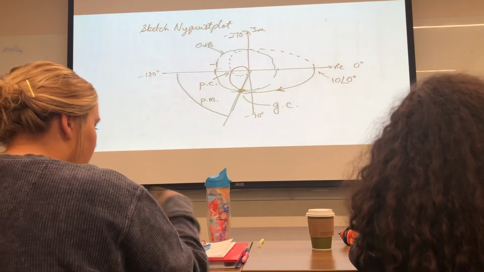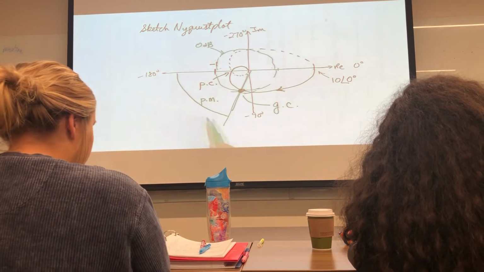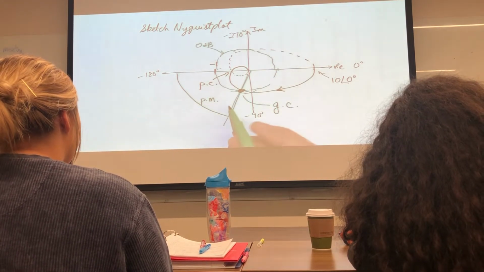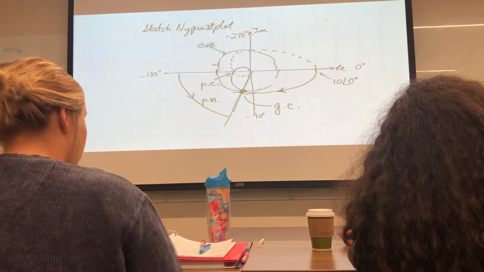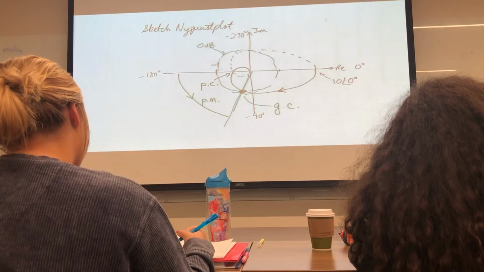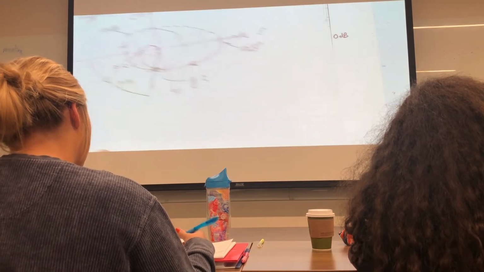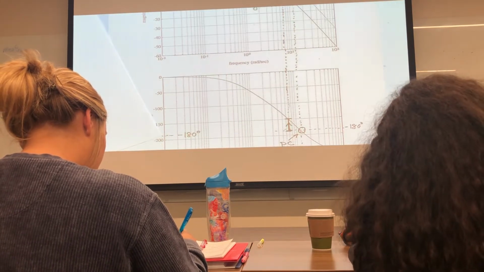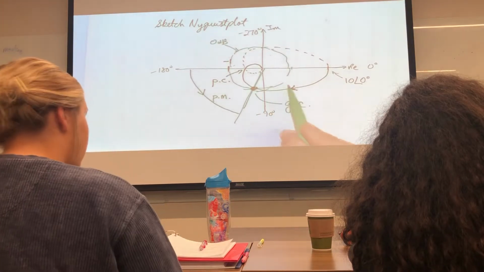Okay, remember the phase margin is measured from 180 to the current phase. The phase is right here. And so draw the arrow this way. And so this should be, it's supposed to be 30 degrees, but doesn't look like 30 degrees. It's because this is a terrible sketch.